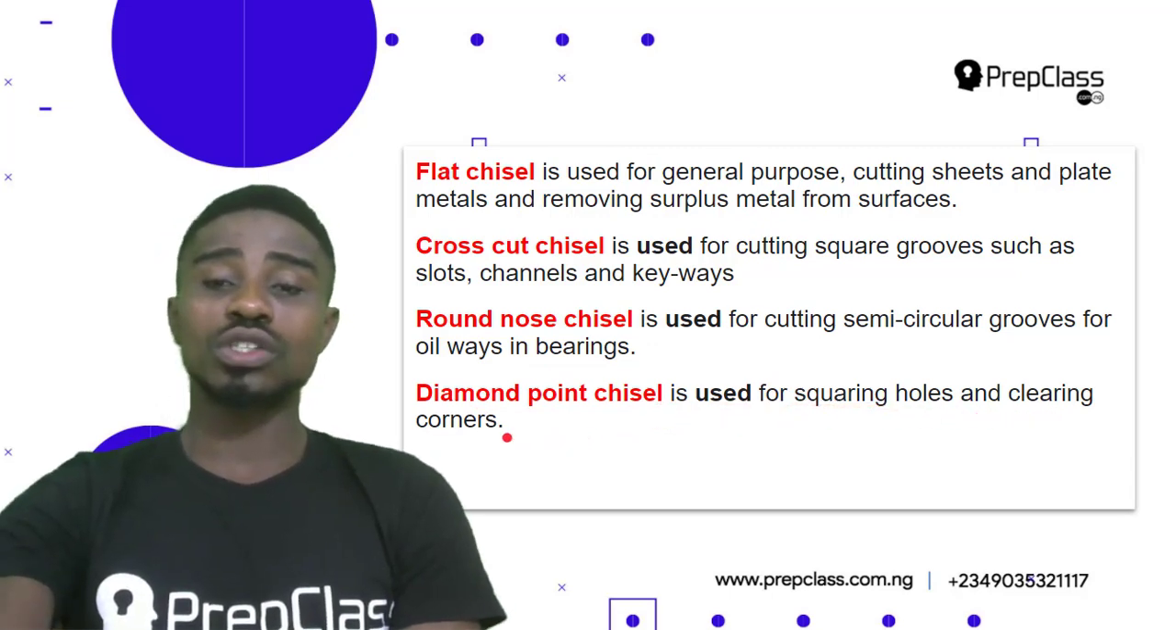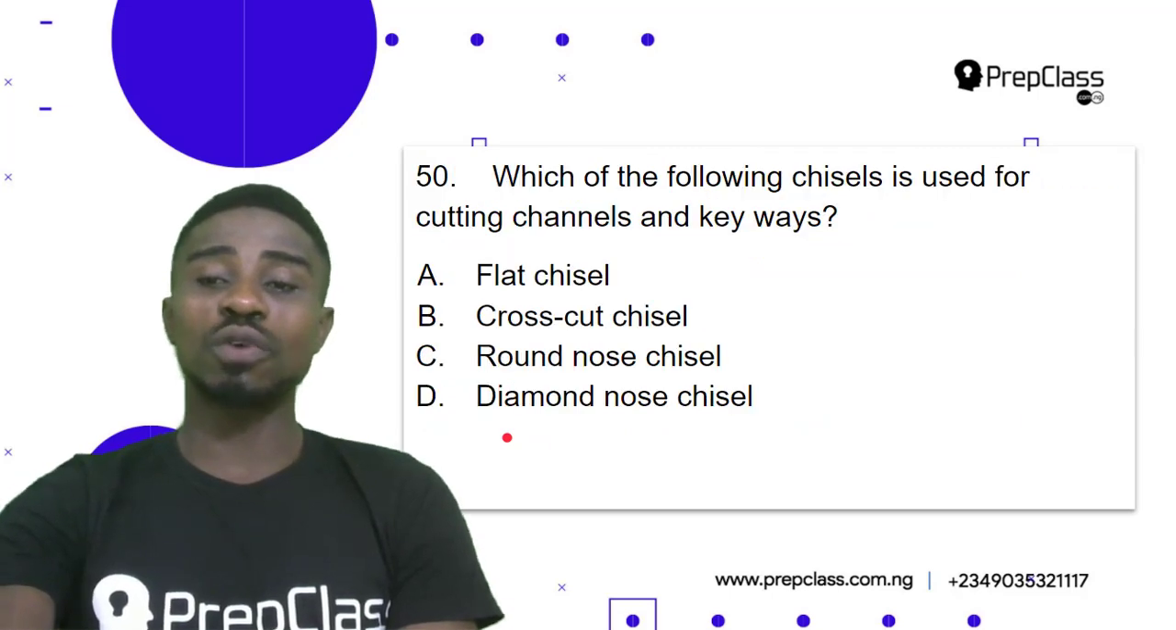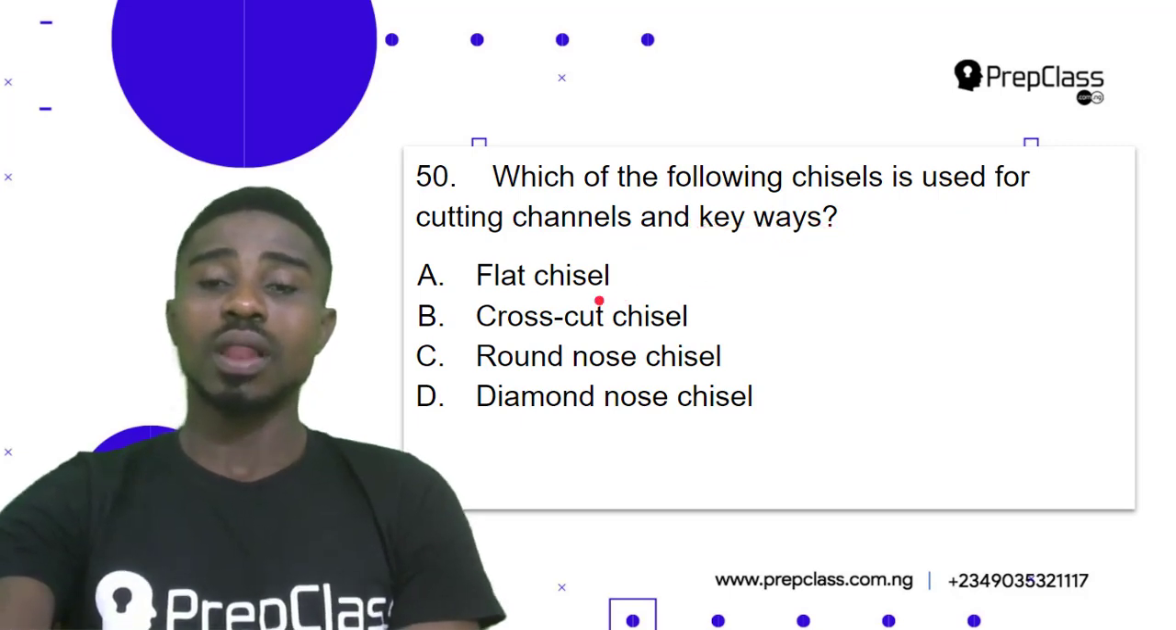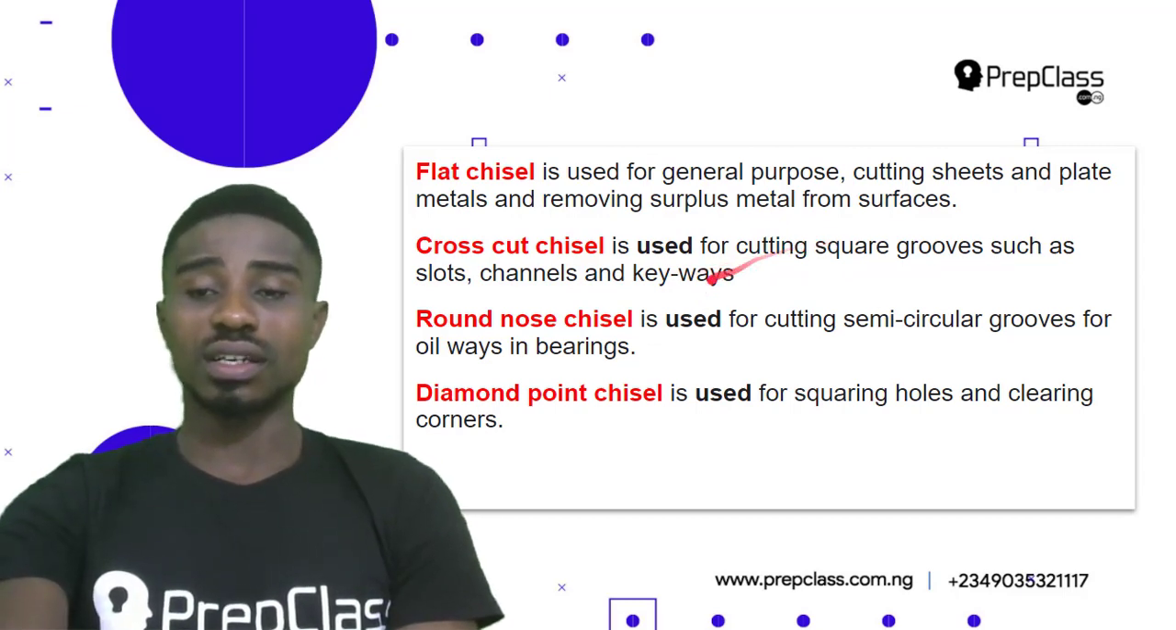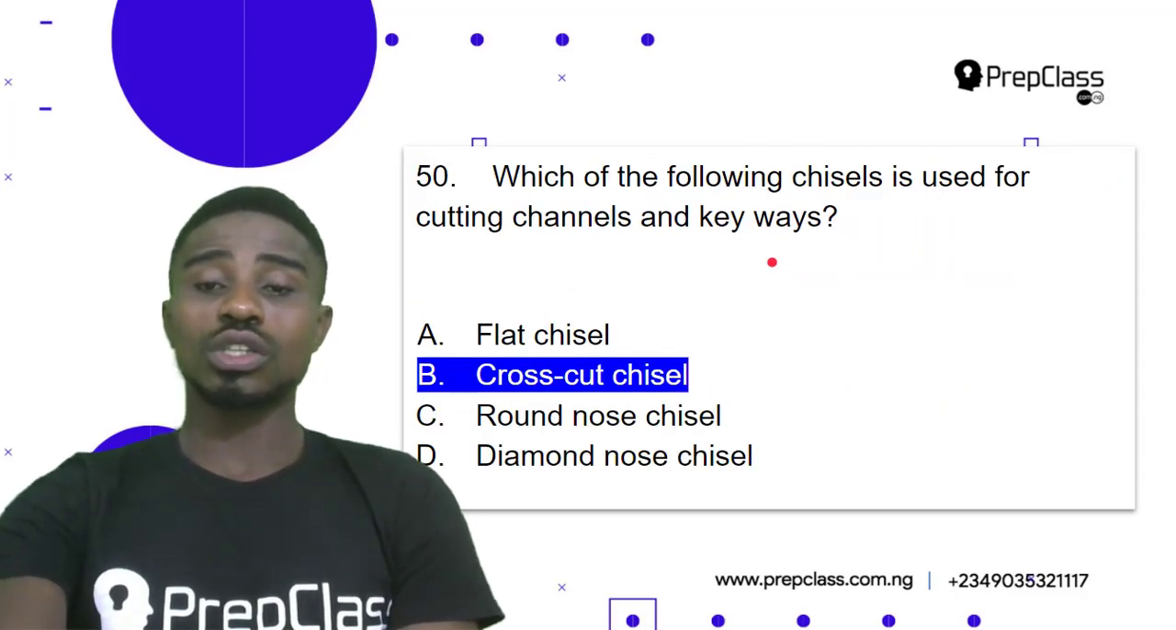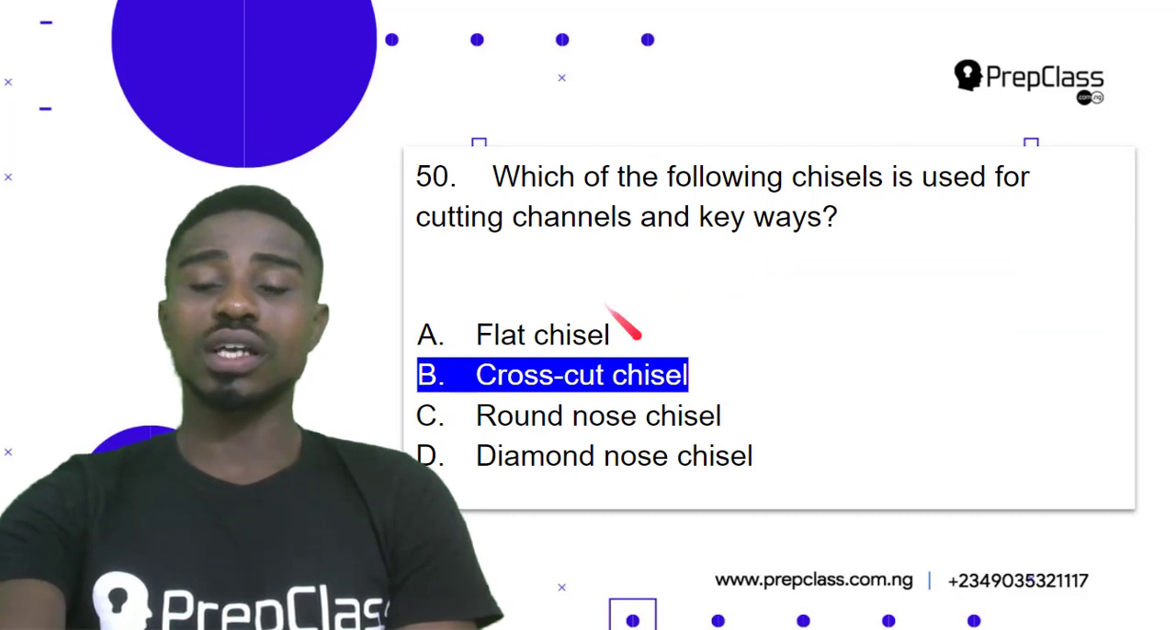So going back to our question again, it says which of the following chisels is used for cutting channels and keyways? And from our answer here, we have that the cross-cut chisel is used for cutting square grooves such as slots, channels and keyways. So the cross-cut chisel is our correct answer. Let's look at it. Question 50, cross-cut chisel is our correct answer.